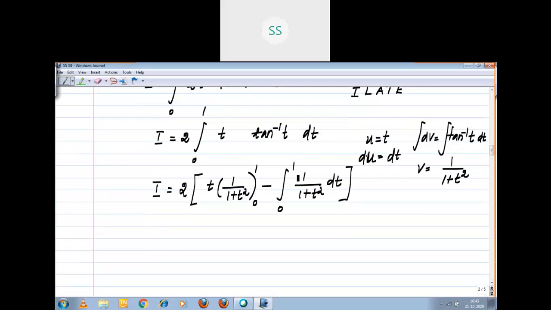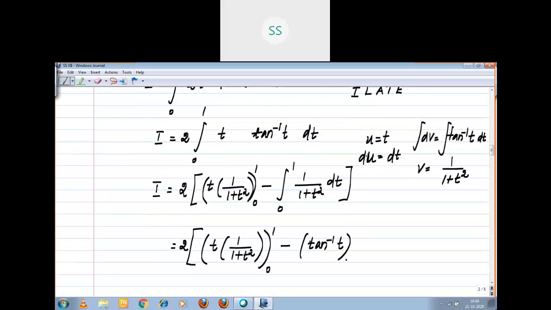Now, from 0 to 1, 2 into t into 1 by 1 plus t square, from 0 to 1, minus the integral of 1 over x square plus a square, which is tan inverse t, from 0 to 1. u equal to t.